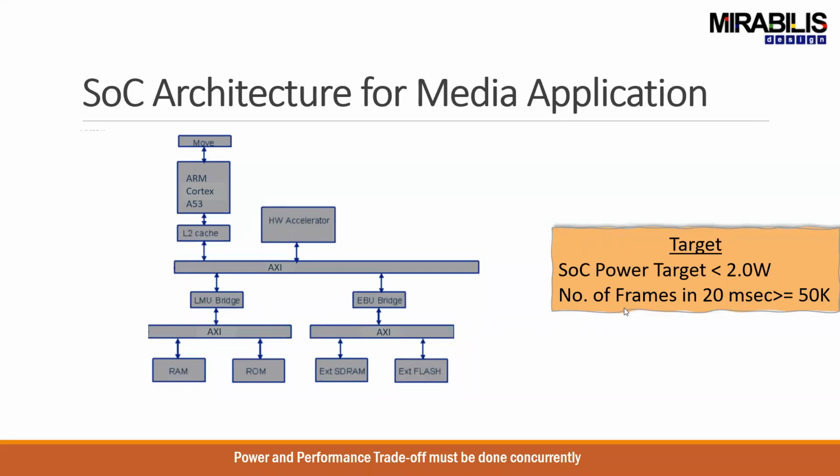So there are mainly two targets that we need to achieve with this design. One is that the SoC power consumption should stay below 2 watts. And also the total number of frames in 20 milliseconds should be greater than 50,000 frames. These two are the main requirements that we set before doing the architecture exploration.